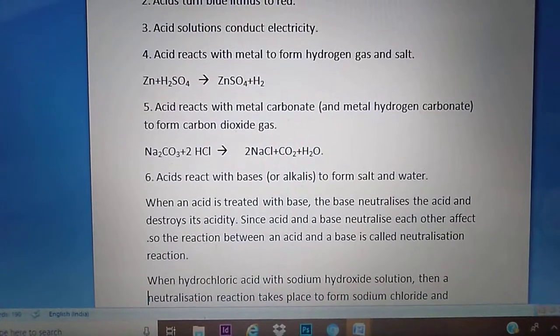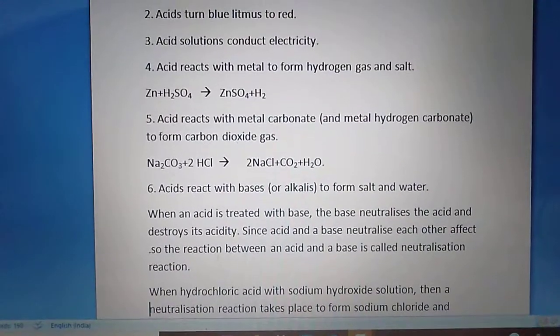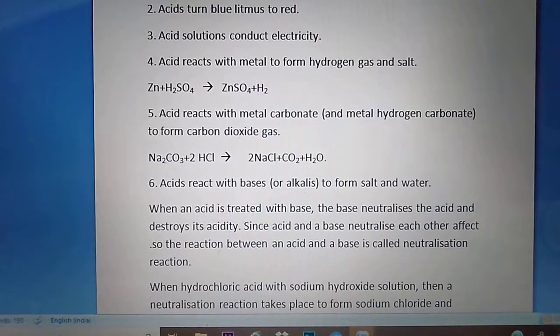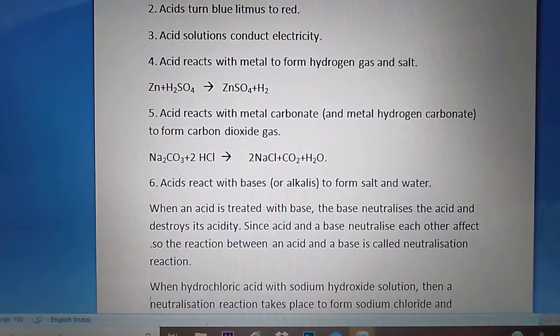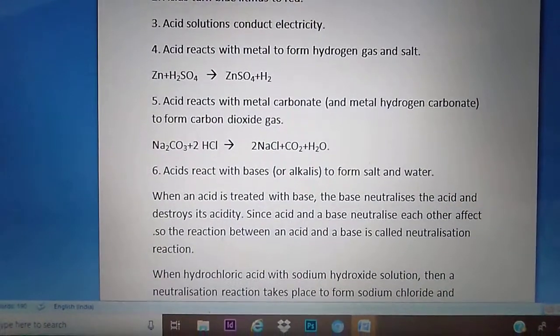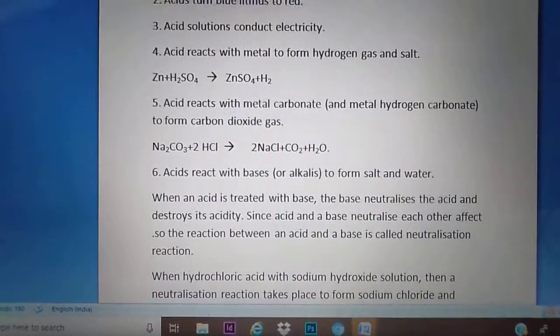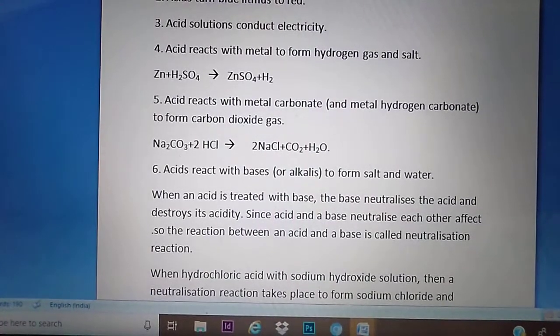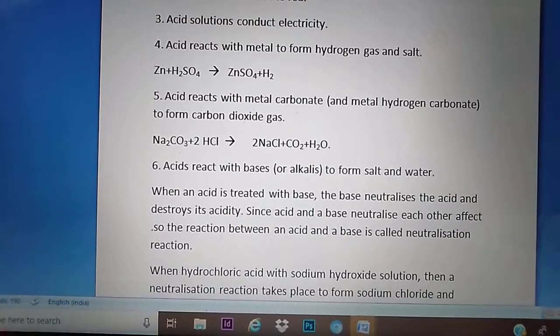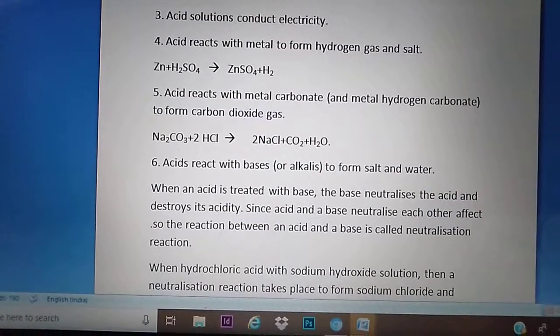Then acid reacts with metal to form hydrogen gas. That means when an acid reacts with a metal, then a salt and hydrogen gas are formed. Like I will give you an example of the reaction between zinc and sulfuric acid. So what will be produced after the reaction? Zinc sulfate and hydrogen gas are produced. So zinc sulfate is a salt and hydrogen is a gas.